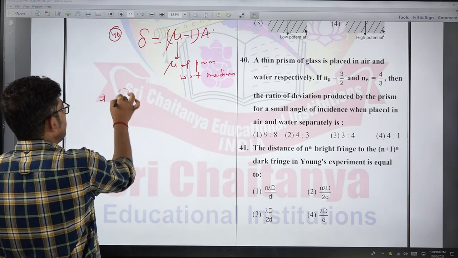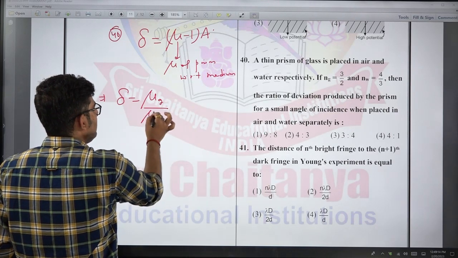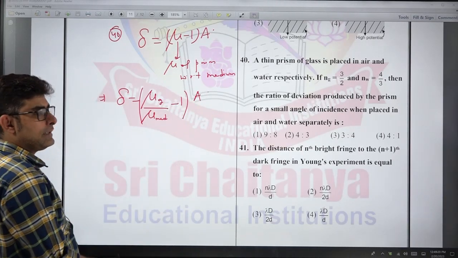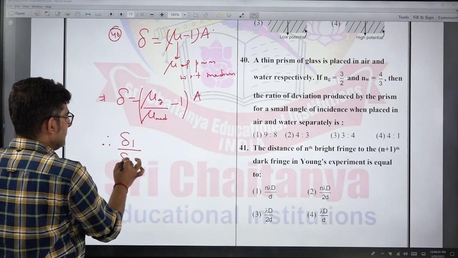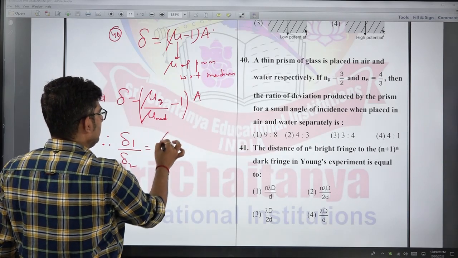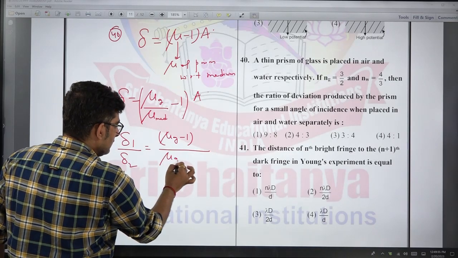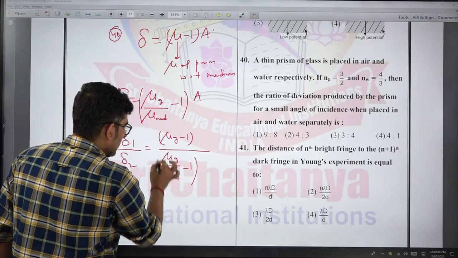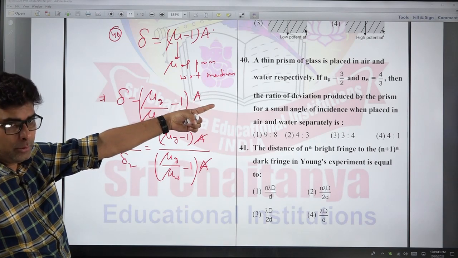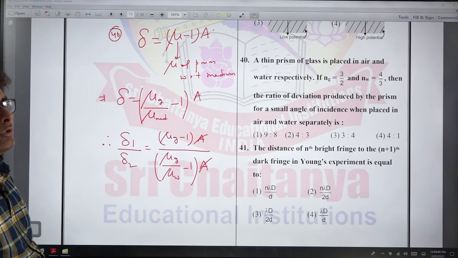Means what is the exact formula for delta? Mu of, suppose it is made of glass, divided by mu of medium, minus 1, into A. So now they are asking the ratio of deviation in two cases. In the first, where have you placed it? When placed in air, it will be directly mu g minus 1, A will cancel. When you are placing in water, mu g by mu w minus 1. I am writing A here, but this A will cancel. Mu g is given as 3/2 and mu water is 4/3. You will get the value. Clear? So this is the ratio of deviation.